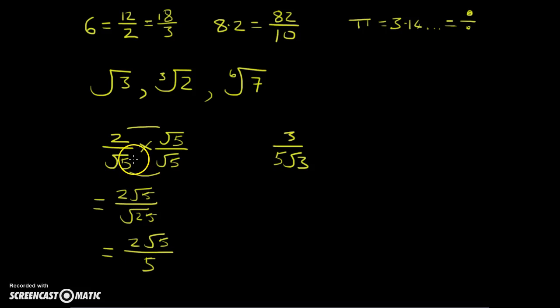Now rationalizing the denominator is maths jargon. Another way of phrasing it in plainer English is making the denominator a whole number, rather than a surd. So rationalize the denominator for this example. Well, let's multiply by root 3.